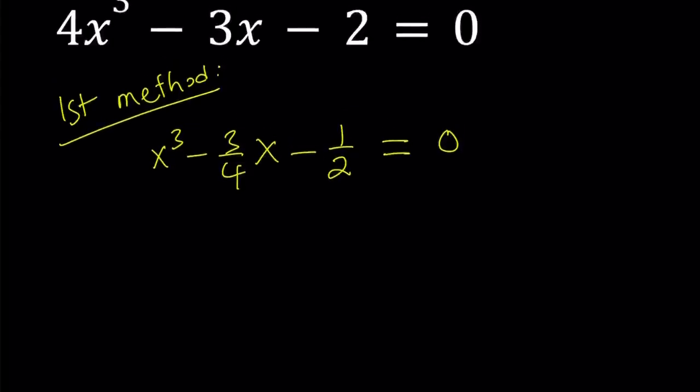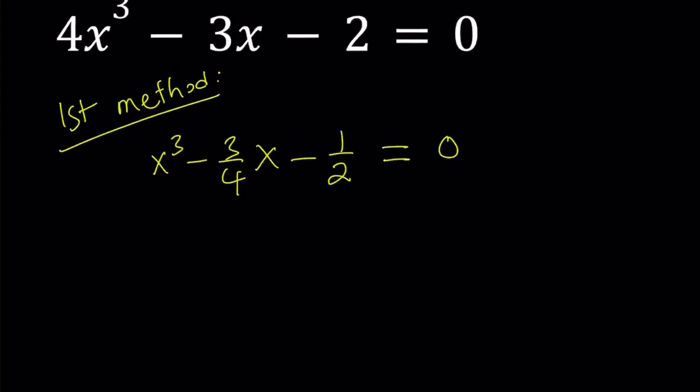Now we're going to be using Cardano's formula, but I'll explain the process. So it's fairly easy to understand. It's a really powerful method for solving cubic equations. But in order to be able to use the method, we do need the coefficient of x squared to be 0, and it is already 0. So that's good. If it wasn't 0, we could use substitution to get rid of the x squared term.